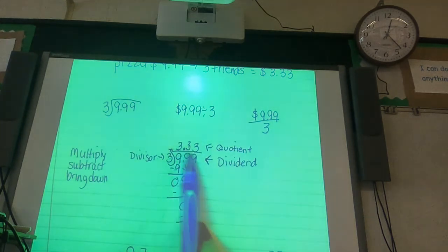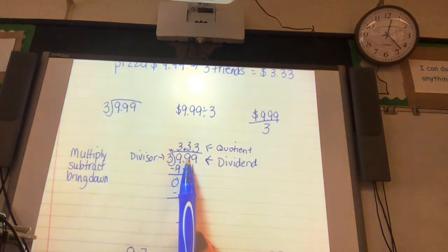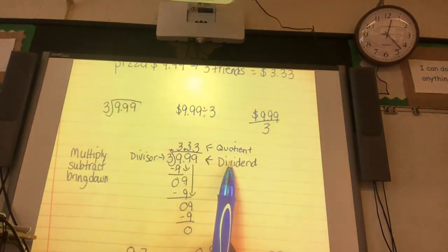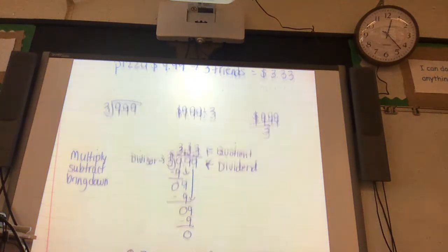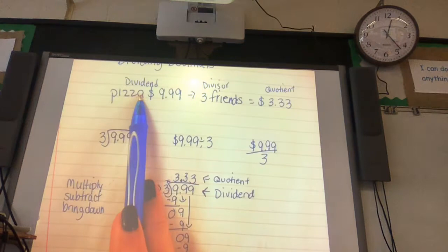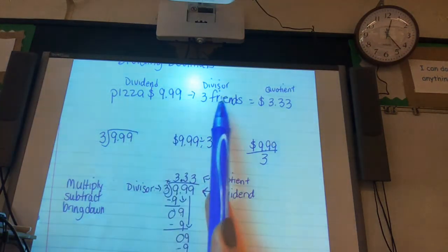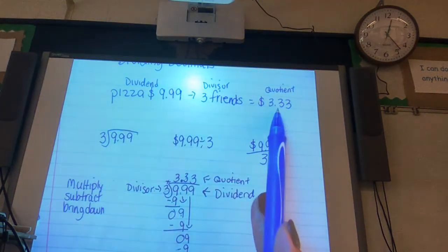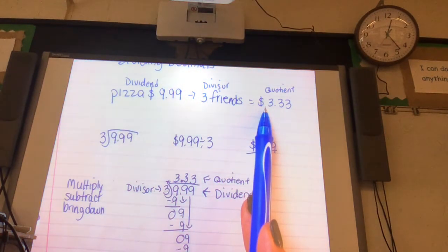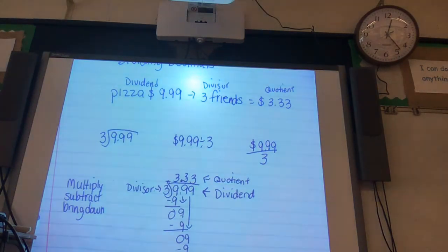Remember that the answer to a division is the quotient. The amount that is getting divided up is the dividend, and how much it's getting divided by is the divisor. So the pizza is the dividend, $9.99. That amount is what is getting divided up. It's getting divided among three friends, which would be the divisor. And again, the quotient is the answer. So each friend would owe $3.33.